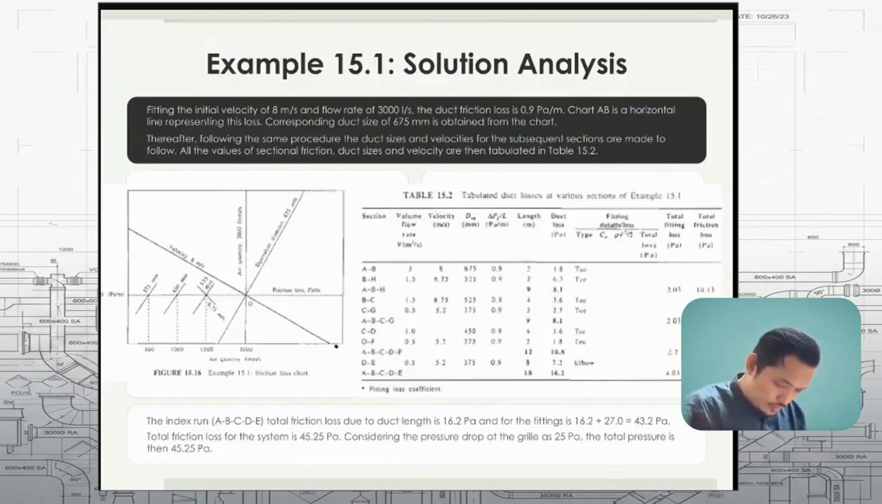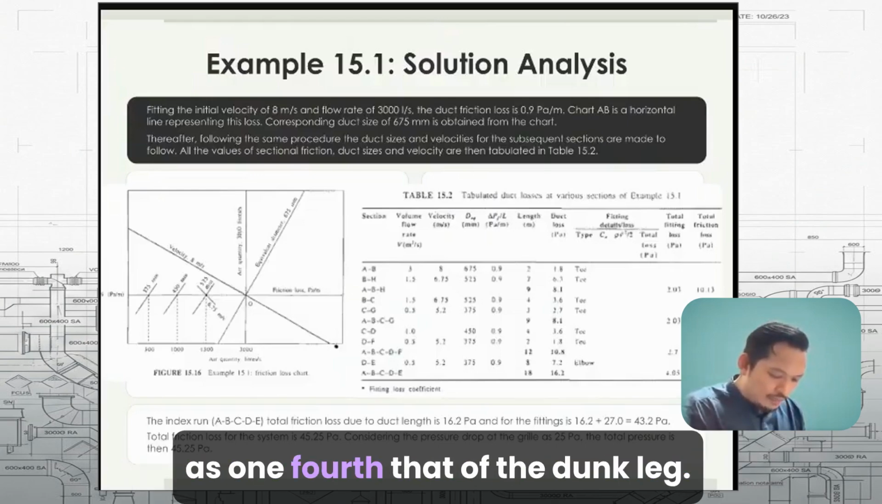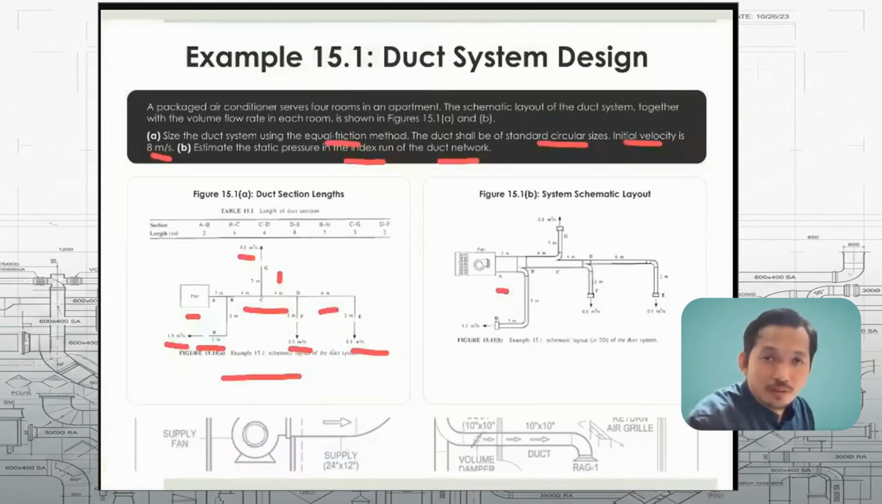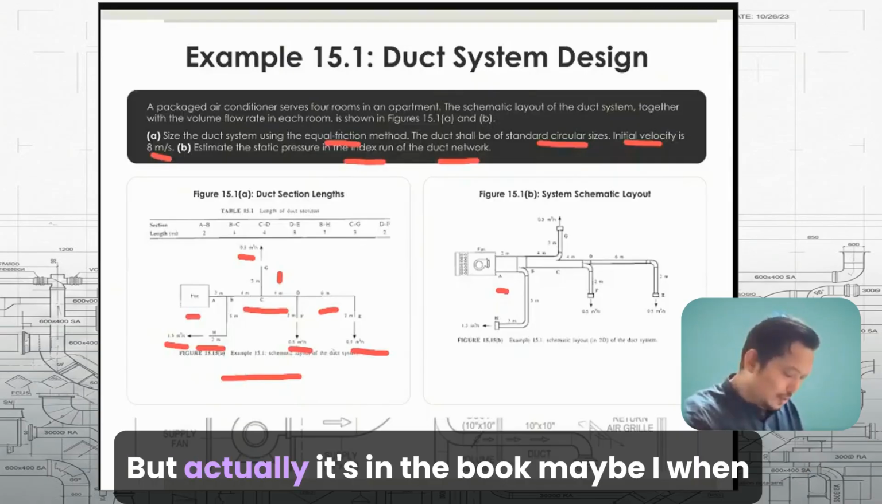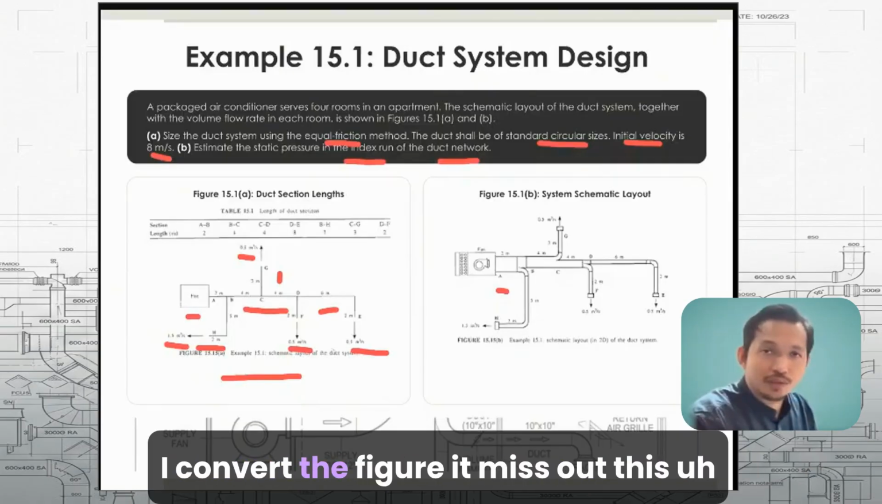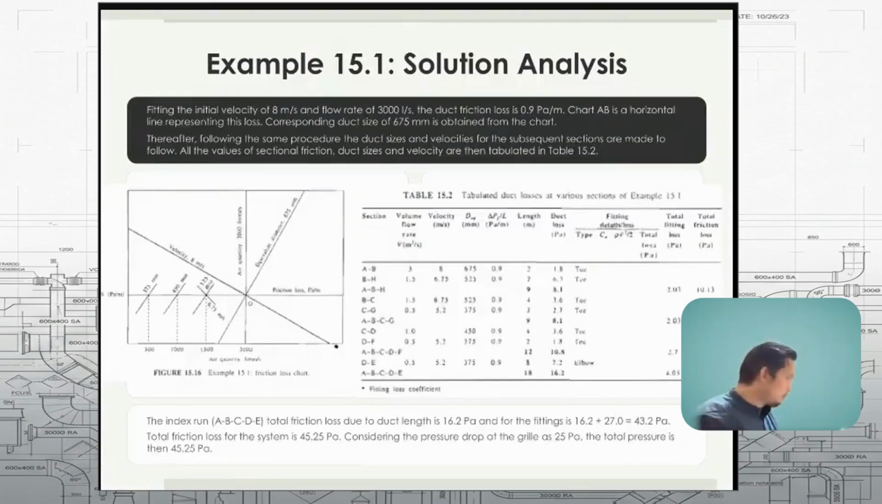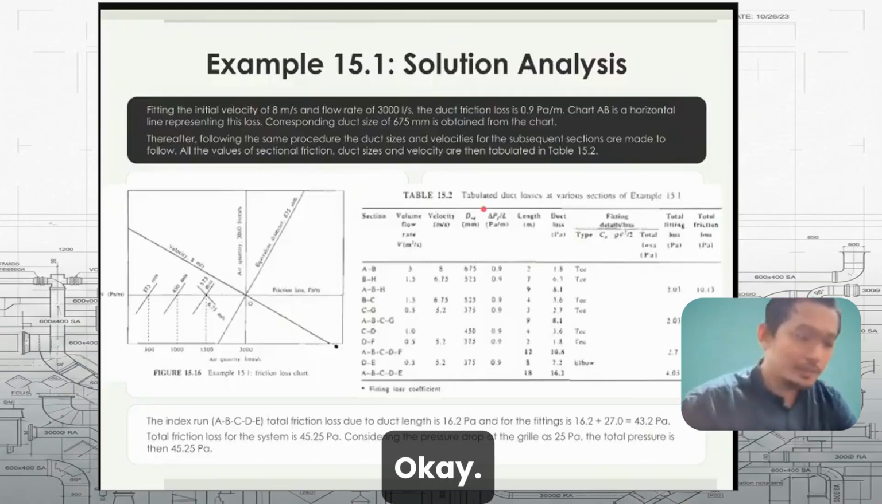Wait. Assume the resistance due to the fitting as 1/4 that of the duct leg. Actually, it is missing from the question, I think. Yeah, it is missing from the question, but actually it's in the book. Maybe when I converted the figure, it missed out this statement. Sorry about that. I will update the slide before I share it with you.